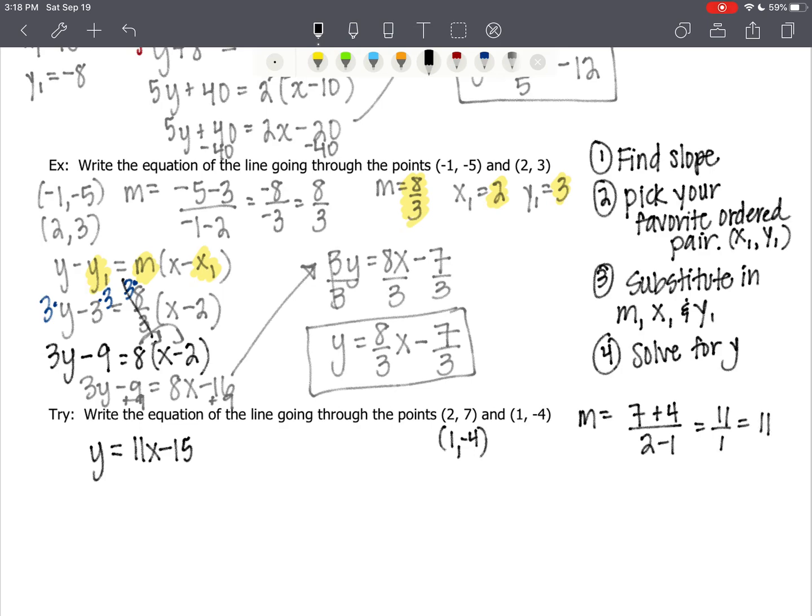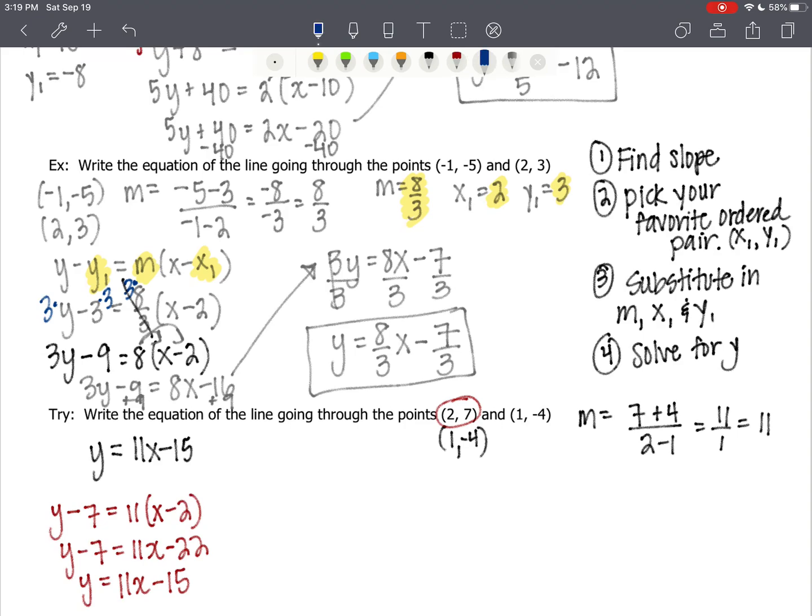And then if you picked, let's say you picked 2, 7, you would have said y minus 7 is equal to 11 times x minus 2. And then you would have added 7 to both sides, and you would have gotten 15. Is that right? 22 minus 7 is 15, and that would be a negative. y equals 11x minus 15.